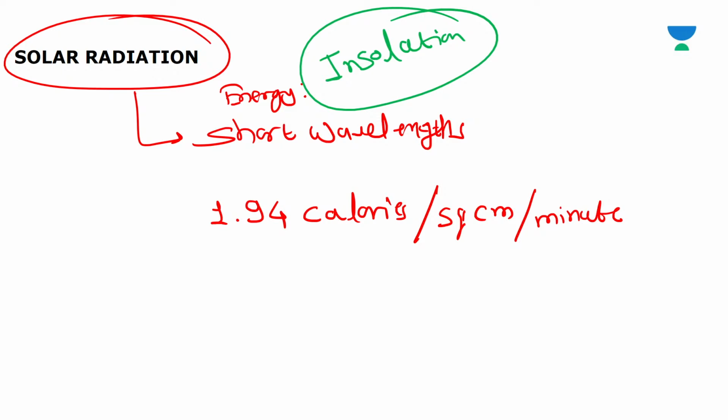Now, as the Earth receives 1.94 calories per square centimeter per minute at the top of its atmosphere, the solar output received at the top of the atmosphere varies slightly in a year due to the variations in the distance between the Earth and the Sun.